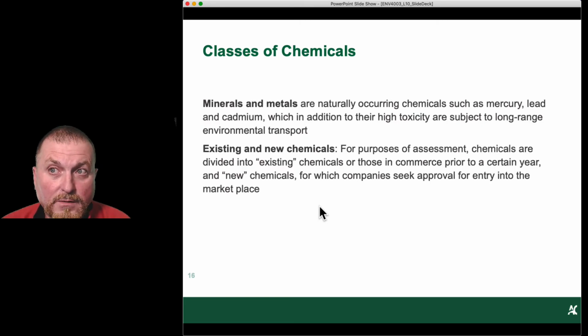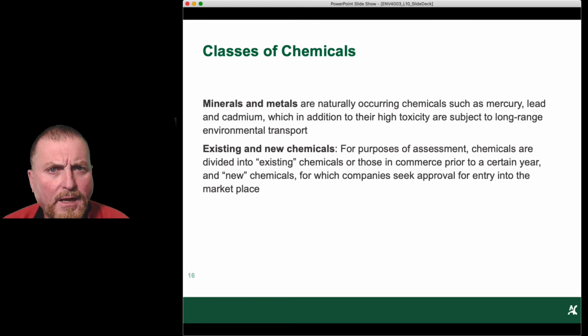And then, of course, there's minerals and metals, naturally occurring chemicals that are used in a lot of different products: mercury, lead, cadmium, etc. And these are highly toxic and highly persistent and bioaccumulative compounds. And so when they're used in products or appear in industrial waste, they're a significant risk factor.